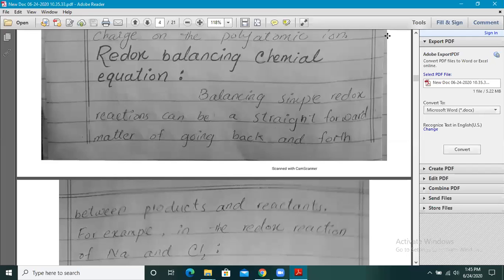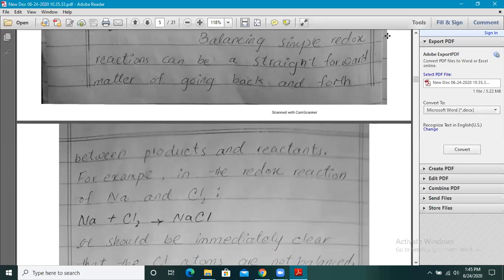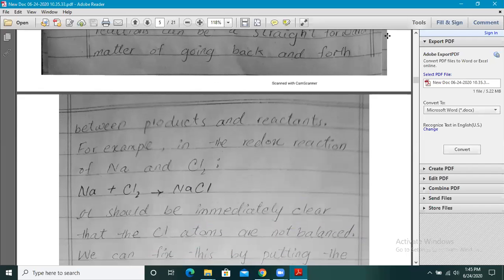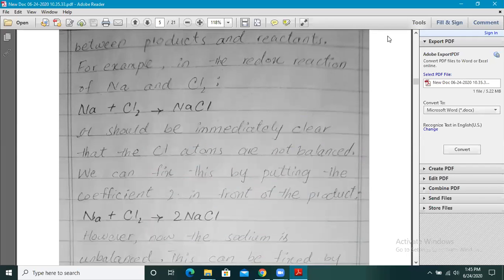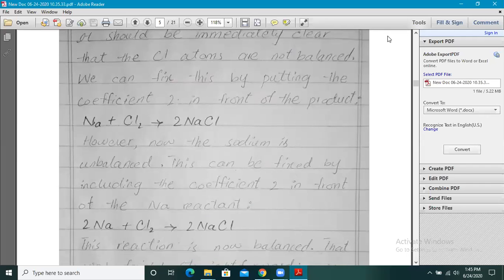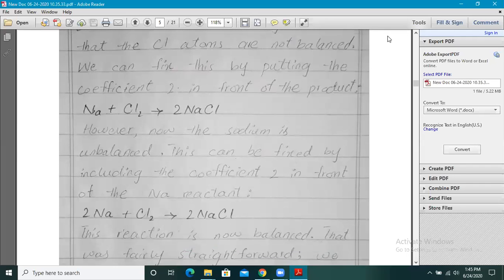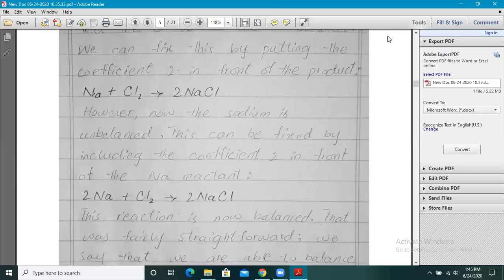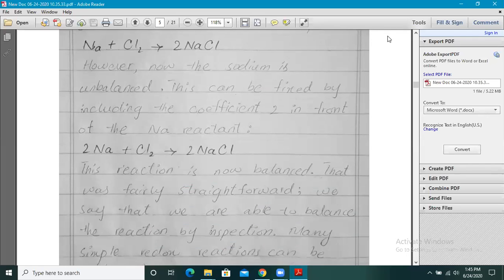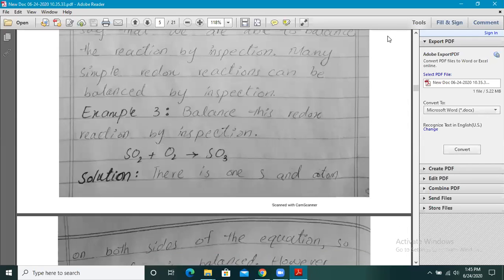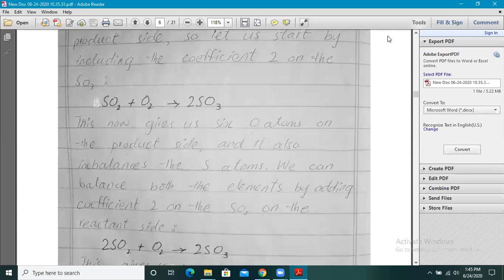Next one is balancing a redox chemical equation. Balancing a simple redox reaction can be a straightforward method of going back and forth between product and reactant. For example, in the redox reaction of Na and Cl2, we have an unbalanced equation, Na + Cl2 → NaCl, and the third one is the balanced equation, 2Na + Cl2 → 2NaCl. Here is an example and here is a solution of it.